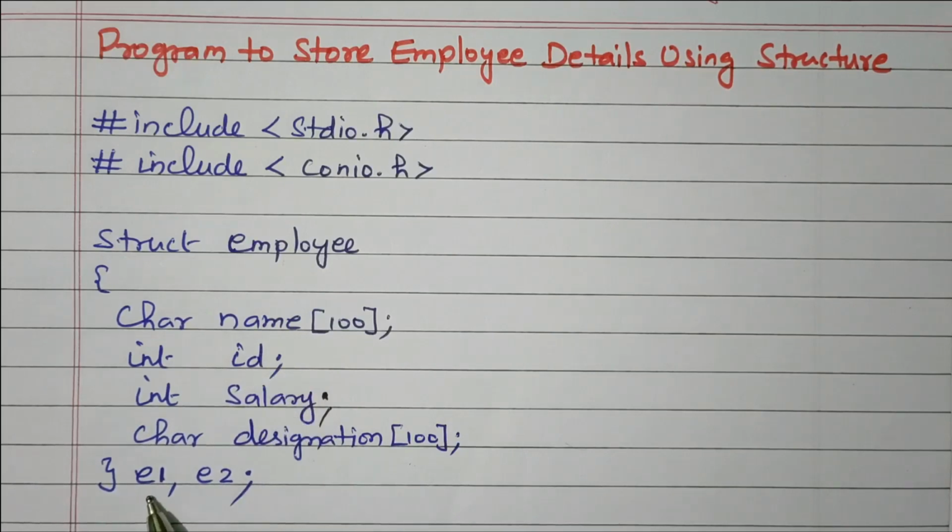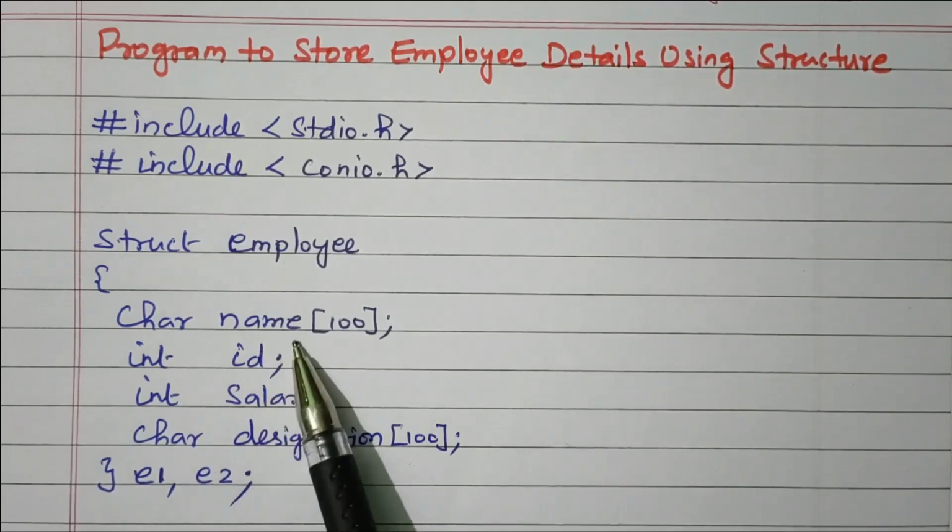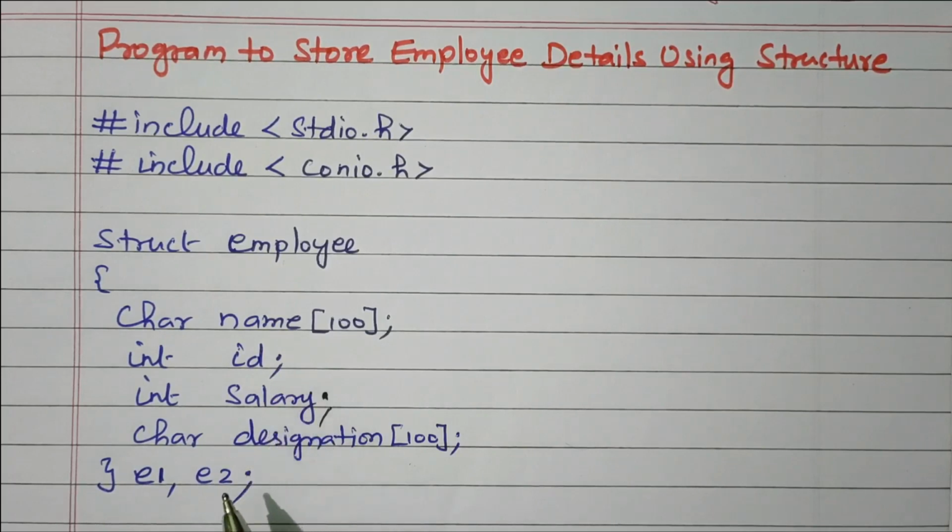For example, E1 dot name means the first employee name, E2 dot name means the second employee name, right? So here we declare two structure variables E1 and E2. Like that we can create n number of variables. We can create an array of the structure also. E1 of 100 means 100 employee details can be stored.